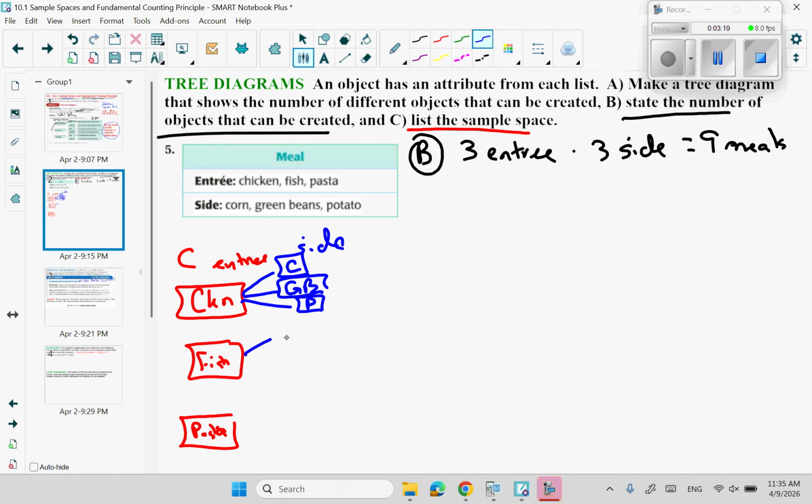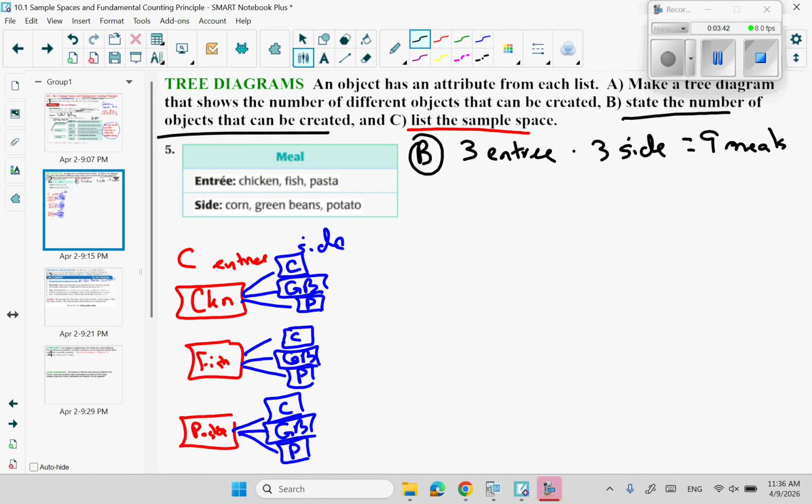For fish, I could get corn. I could get green beans. And I can get a potato. For pasta, I could get corn. I could get green beans. Or I could get a potato.